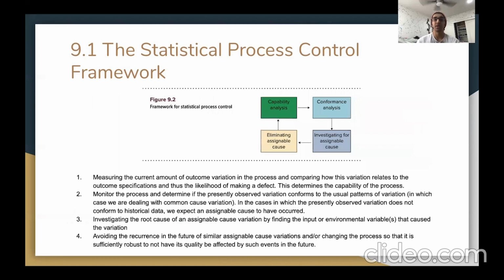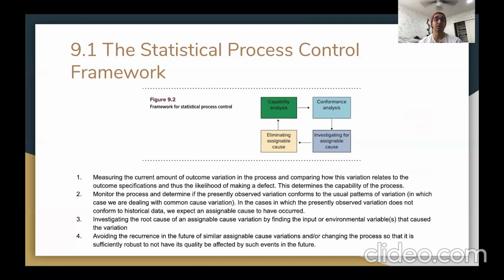Now, how can we figure out what's causing defects? That's where SPC comes in. To have control of this process, you need to follow these 4 steps. First, you want to measure the current amount of outcome variation in the process and compare how this variation relates to the outcome specifications. Basically, you look at what's happening in your process and how these outcomes differ from your specifications. This determines the capability of your process.